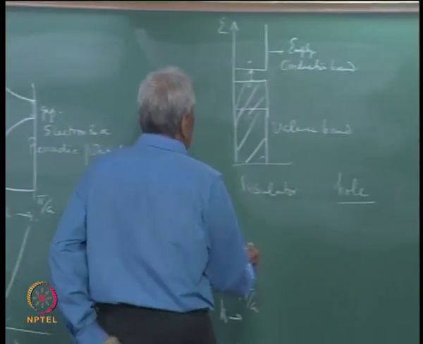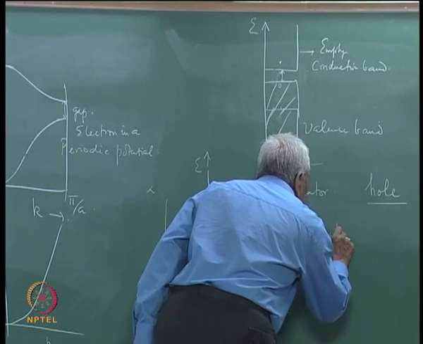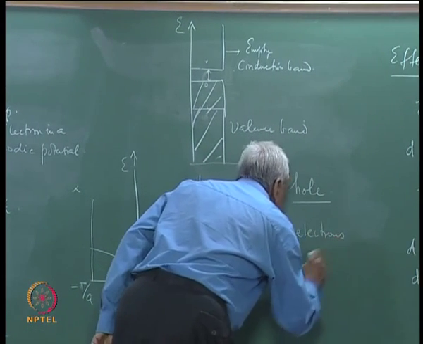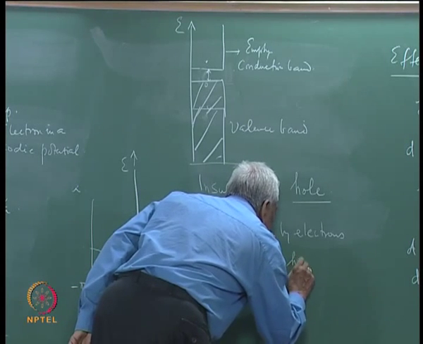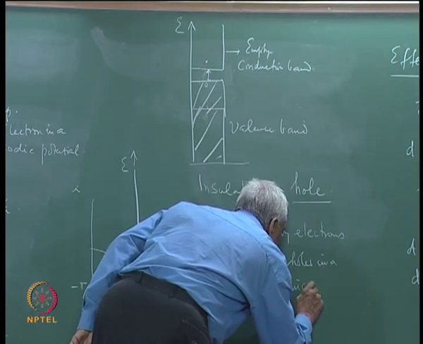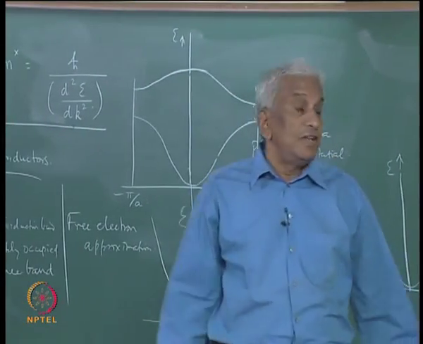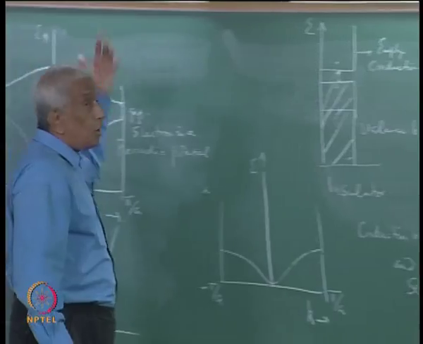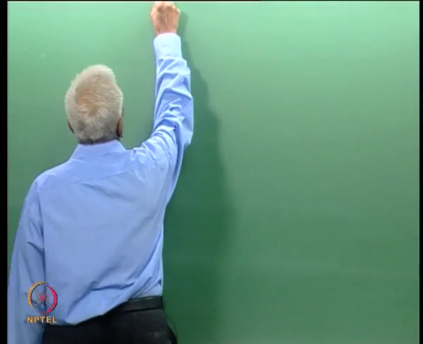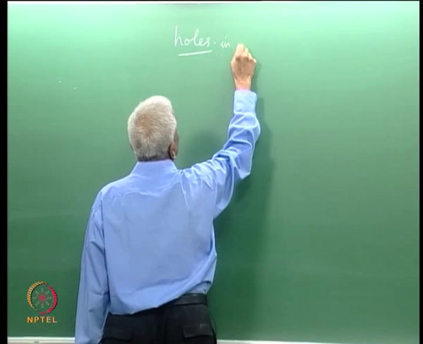So, in a semiconductor, conduction is by electrons and holes. So, these are some of the important features which arise as a consequence of the periodic potential. We next consider the concept of holes in semiconductors.